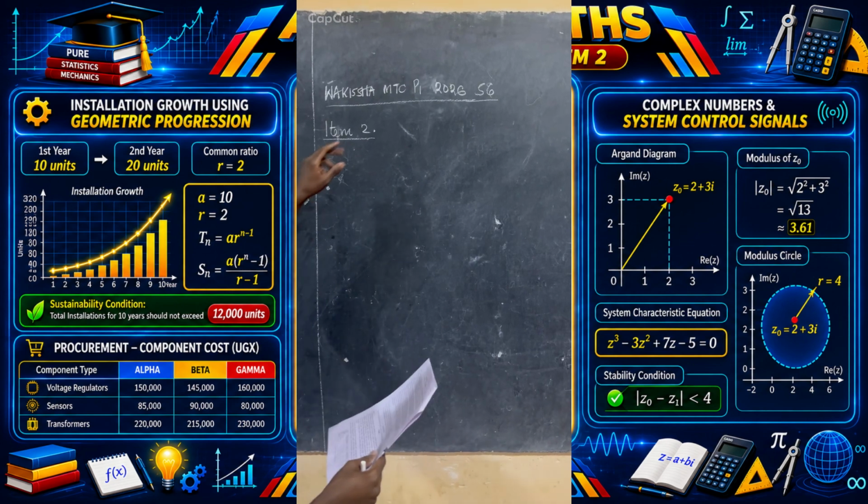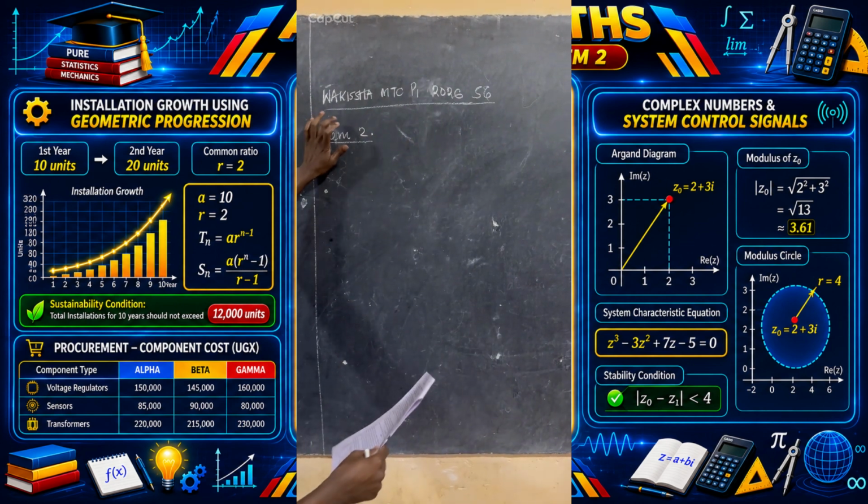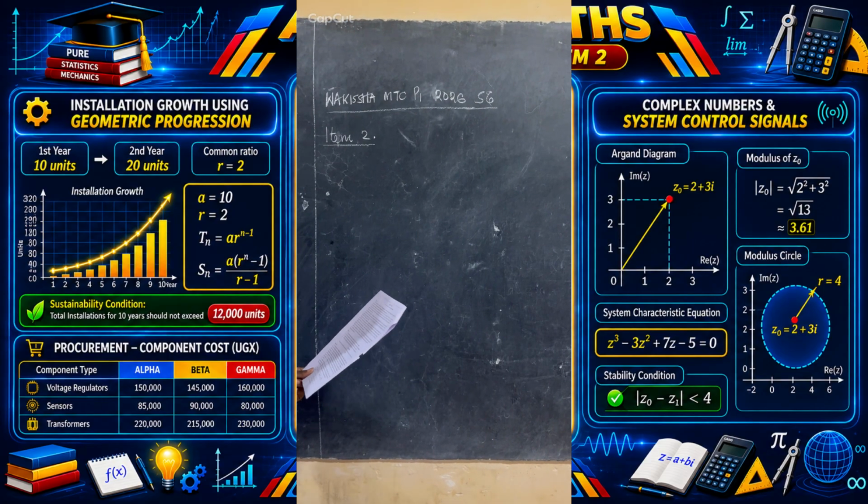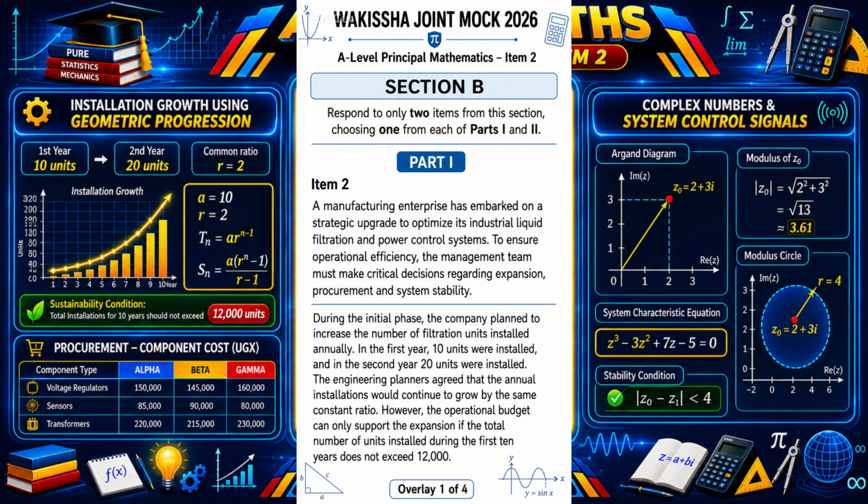We are doing WAKISSHA Math Paper 1. We are doing item 2, 2026 for Senior 6. A manufacturing enterprise has embarked on a strategic upgrade to optimize its industrial liquid filtration and power control systems. To ensure operational efficiency, the management team must make critical decisions regarding expansion, procurement, and system stability.